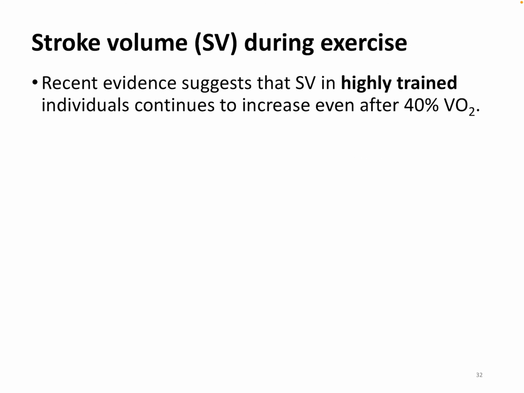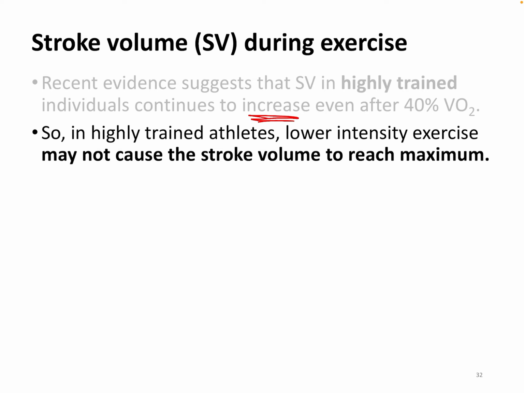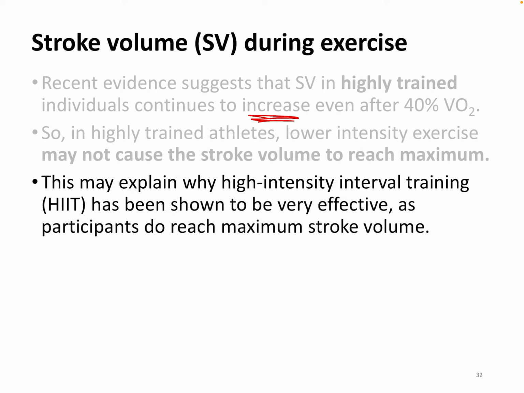Recent evidence suggests that stroke volume in highly trained individuals continues to increase even after 40% VO2 max. So it's important to realize that for our endurance trained athletes, lower intensity exercise may not do enough to cause the stroke volume to really reach maximum. It's only if the intensity is high enough that the trained individuals will reach their stroke volume maximum. Otherwise, we won't exploit the potential of our elite athlete's stroke volume.